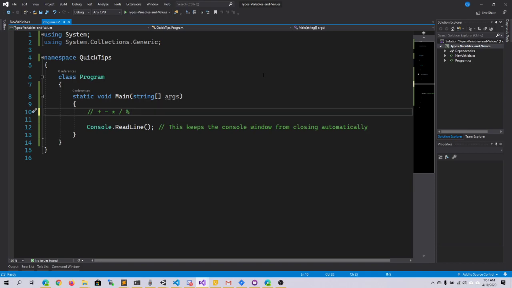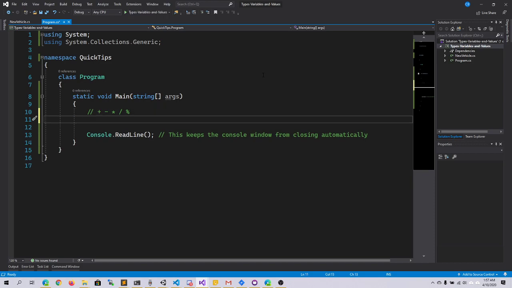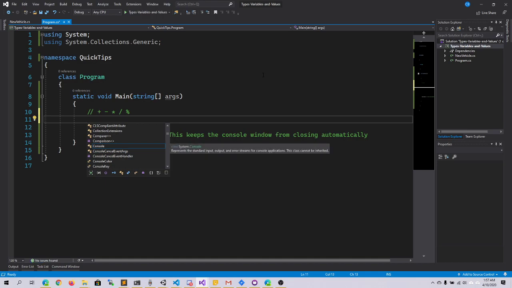That's a little percent symbol here. So we're going to talk about these 5 arithmetic operators and how they're used in C#. And we're going to go ahead and just look at some basic examples of them. Now let's go ahead and start with the addition one. Okay, this is an additive operator.